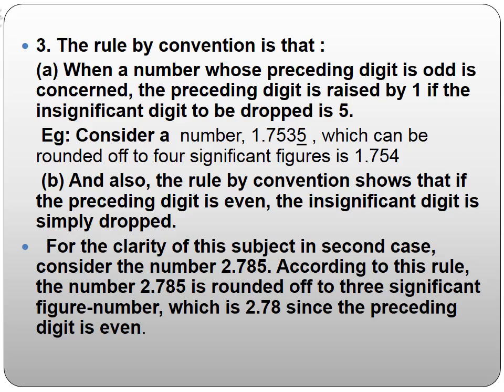And the second case shows that if the preceding digit is even, the insignificant digit is simply dropped. For the clarity of the subject in the second case, consider the number 2.785. By this rule, the number 2.785 should be rounded off to a 3 significant figured number, which is 2.78, since the preceding digit is an even number.